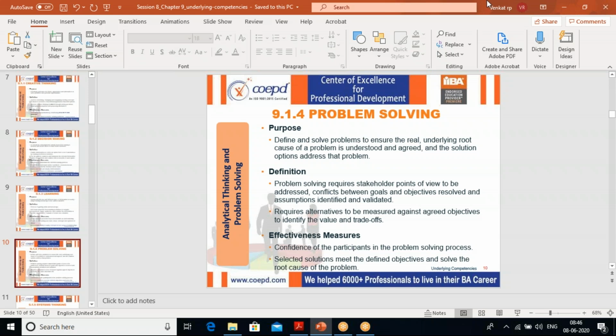Now, generally conflicts may happen because of the differences in views between the stakeholders. We have to understand the conflicts between the goals and objectives, identify them, and then see that these are in line with each other, and then we have to progress.